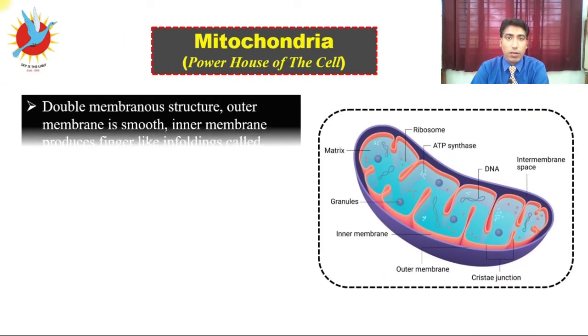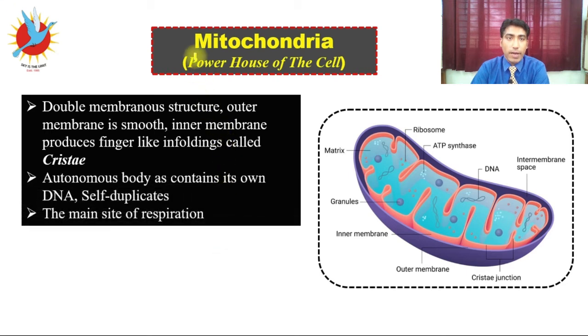Our next cell organelle is the mitochondria. Mitochondria is called the powerhouse of the cell. It is a double-membranous structure. The outer membrane is smooth. The inner membrane produces finger-like enfoldings called the cristae. Here in this image you can see that this is the outermost covering, which is very smooth, and in this innermost covering, finger-like foldings are present. These finger-like foldings are cristae.